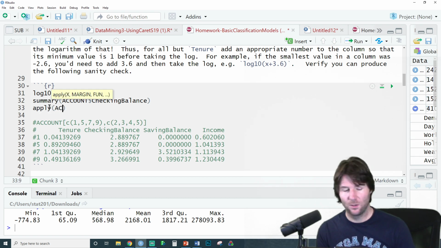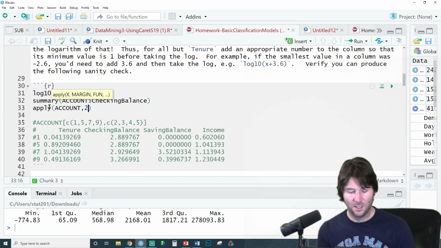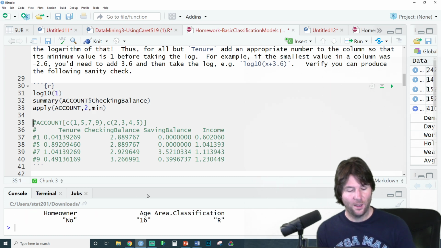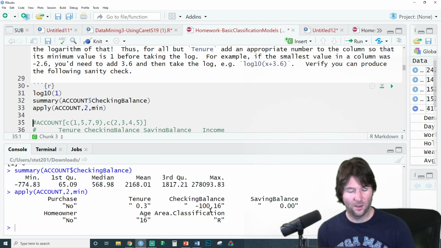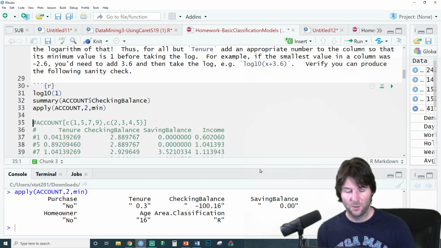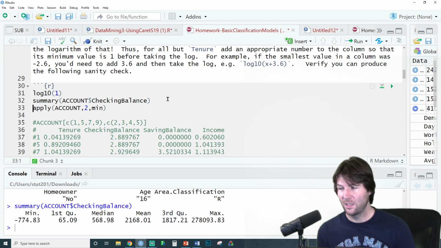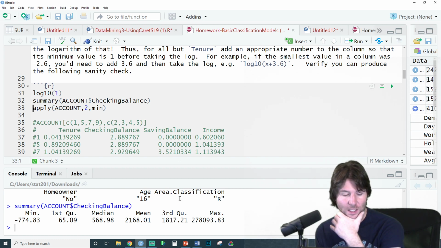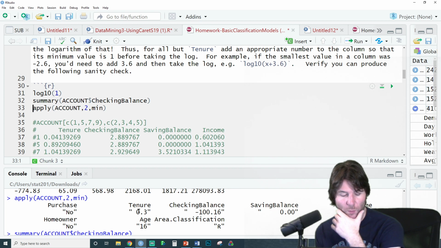Apply, and so you're taking the data frame account, and then you're doing not rows but columns, and you're doing the min right here. And so we see right here, because some of them are, is it getting mad because of the categorical nature of some of them? That's interesting. And I noticed saving balance accounting, because we're not getting the minimum of checking balance right here. I think it's treating it as a word. I think that's the problem.